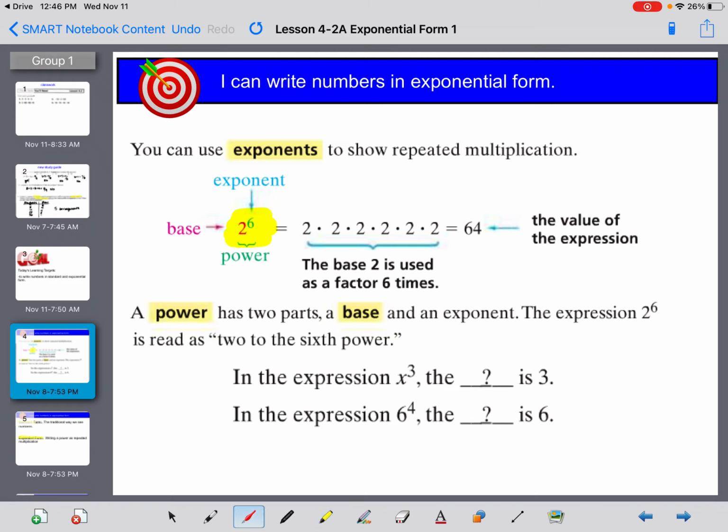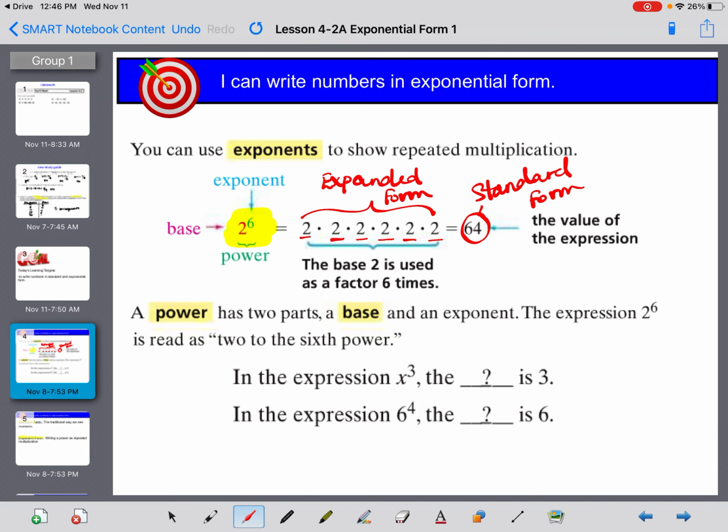When I do the math of that, I get 2 times 2 times 2 times 2 times 2 times 2 is 64. That's the value of the expression. Now, this is known as expanded form. This is known as standard form. We'll talk more about those on the next page.